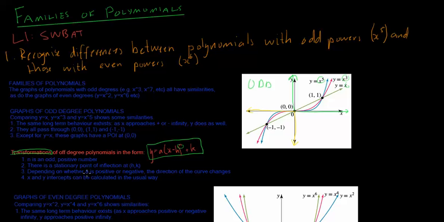And then depending on whether a is positive or negative, the direction of the curve changes. So these three have all got a positive a value. A negative a value might look something like this. It's not particularly well drawn, but you get the idea. And then x and y intercepts are found in the usual way. So for x, let y equal 0. So that's our odd degree polynomials.